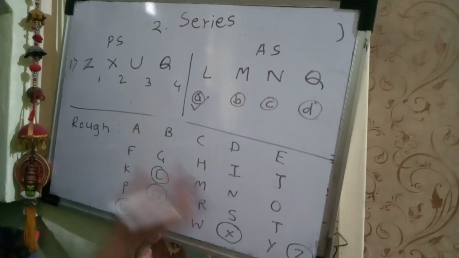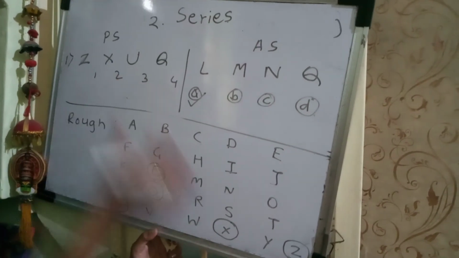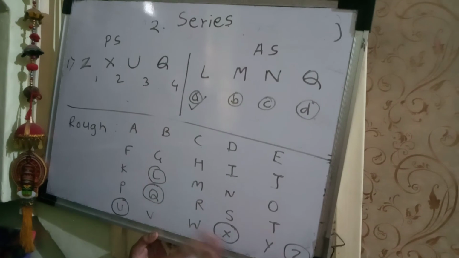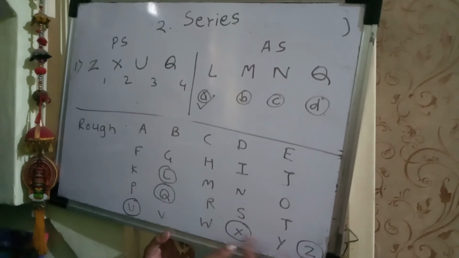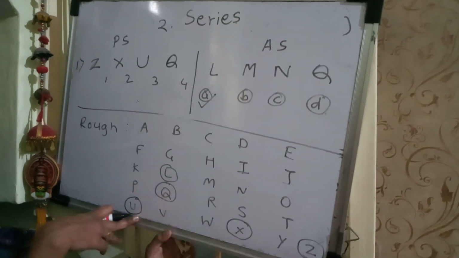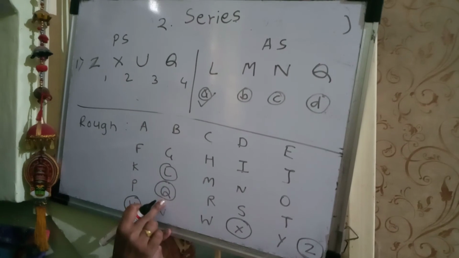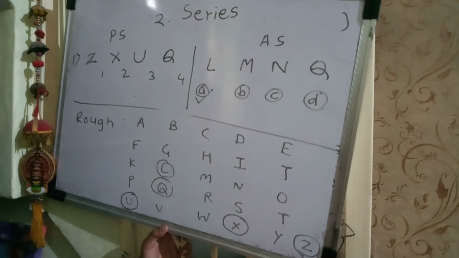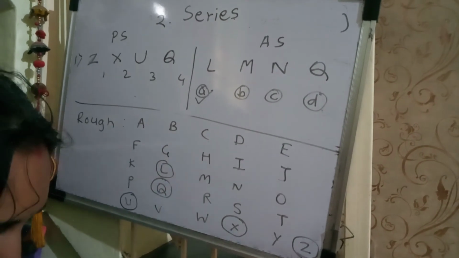Okay, understand? It means in this example, we went reverse. First Z, come reverse. X after one character, U after two characters, Q after three characters. Now after four characters, what will come? L. Okay. Now we will see the next one.